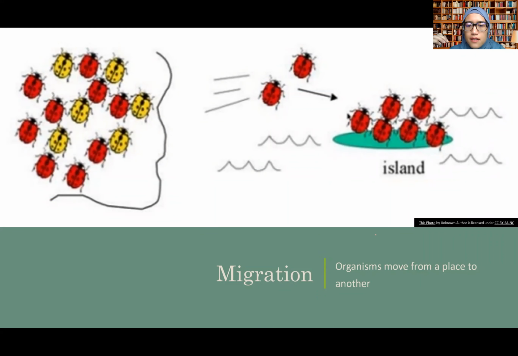And migration, of course, it's pretty straightforward. Organisms move from one place to another. For example, here, from the mainland, we have a red and yellow ladybug, and then maybe the two ladybugs just happen to be on a ship, and then the ship goes to an island, and then they get off the island, and then they populate the island, and there will be only red ladybugs on the island. Okay, so that's migration.